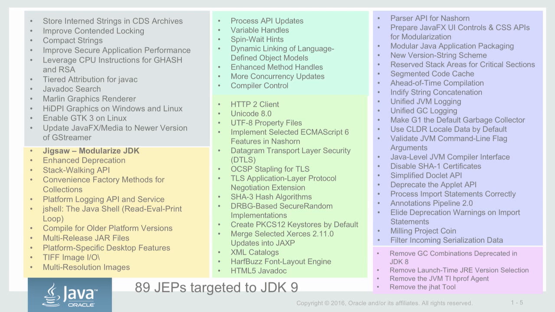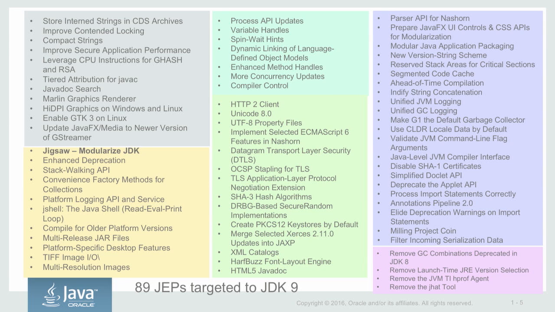Now, JDK 9 has, at least at the time that I took this snapshot, 89 JEPs targeted to JDK 9. So there's a long list. You're not supposed to read all of those. It's just to illustrate there's a large number of changes. Many improvements in performance, new features, new capabilities. So overall, we think, as usual, it's a worthwhile upgrade.